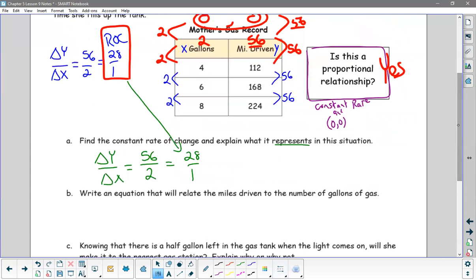And that really just comes down to labeling, right? Our y value up here was miles driven, right? Y was miles driven. So this is miles. And our x was gallons. So if I wrote a sentence about this, it would just be, Mom gets 28 miles per gallon. I added the context to the question. Mom's driving her car, and she gets 28 miles per gallon. That comes straight from the rate of change.